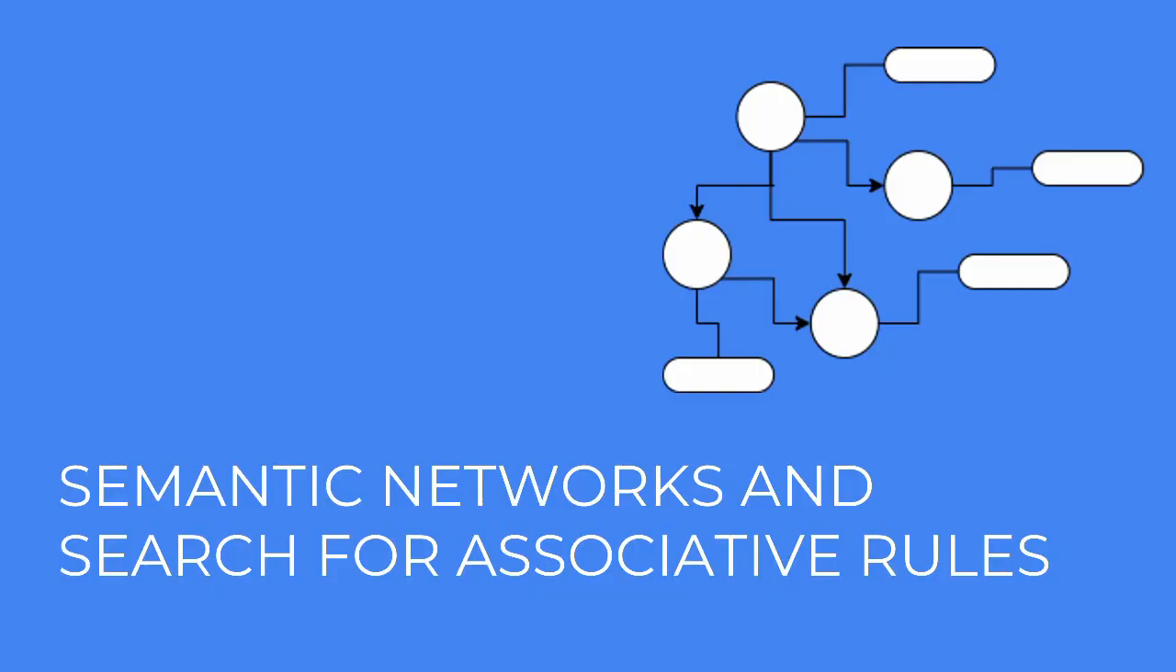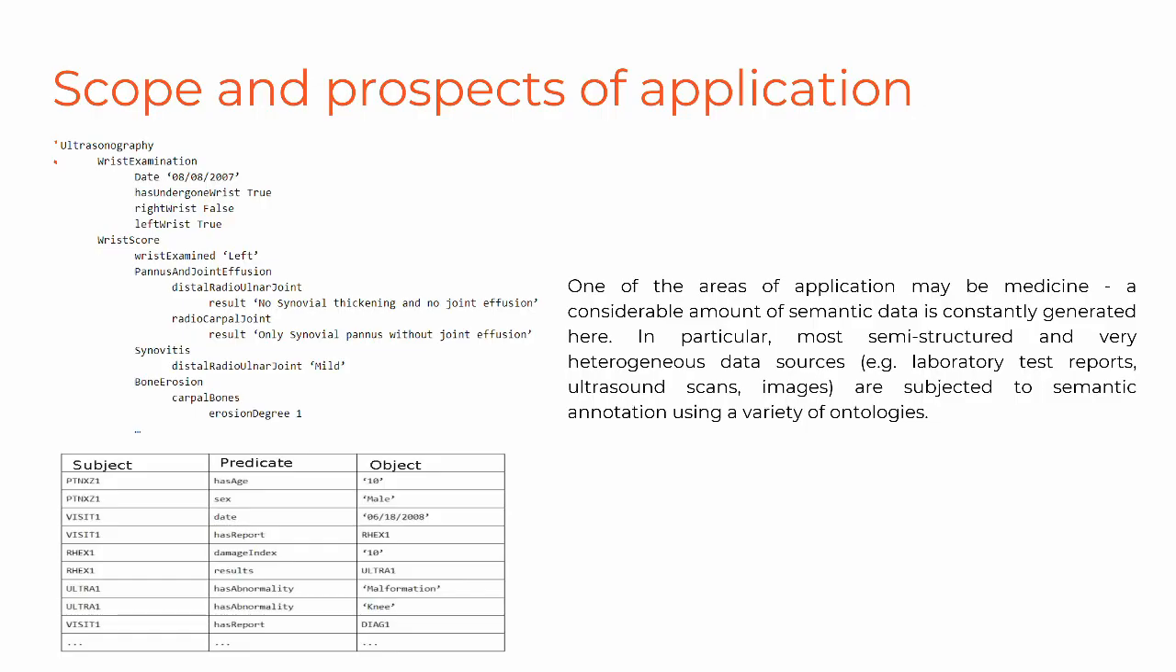Semantic networks and search for associative rules. Scope and prospects of application. One of the areas of application may be medicine. A considerable amount of semantic data is constantly generated here. In particular, most semi-structured and very heterogeneous data sources, for example laboratory test reports, ultrasound scans, images, are subjected to semantic annotation using a variety of ontologies.